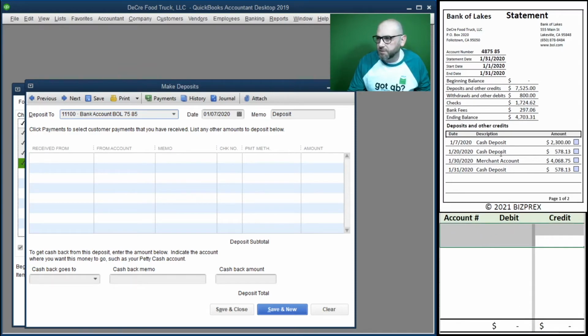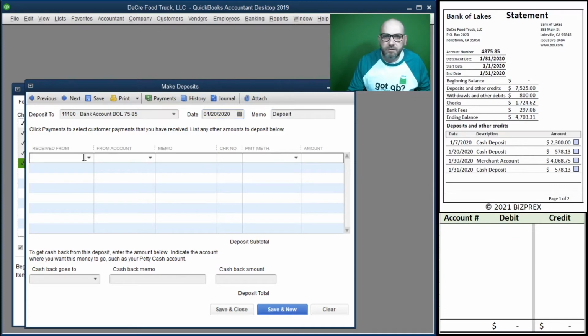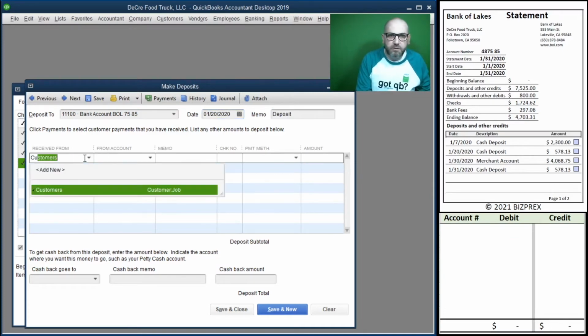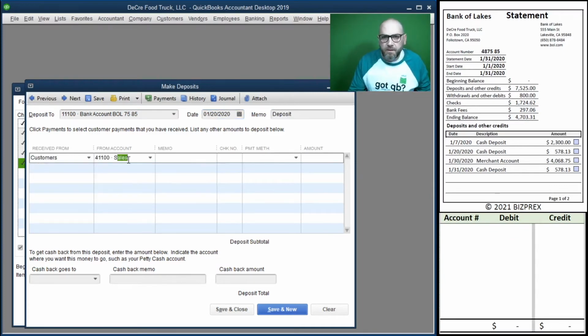Next entry is cash deposit from sales. So we made some cash sales, we made some credit card sales. Cash sales, we deposit, basically we bring cash to the bank, and let's go ahead and deposit that and book that. So make sure the date is correct. It's deposit, it's received from our customers, and it's our sales account.